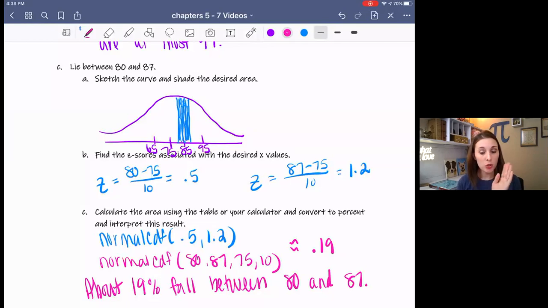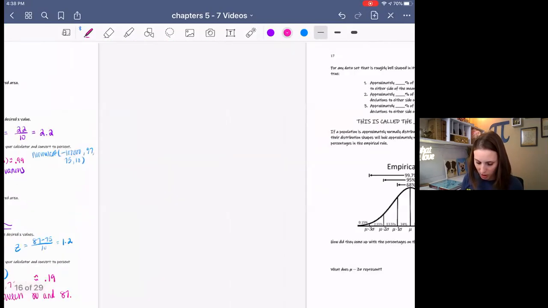If you chose not to standardize the variable, then your range is 80 to 87 with a mean of 75 and a standard deviation of 10. Both of those entries on the calculator should get you about 0.19, which means that about 19% of the observations fall between 80 and 87. Isn't that neat? So fun. Love this stuff. Let's move on.